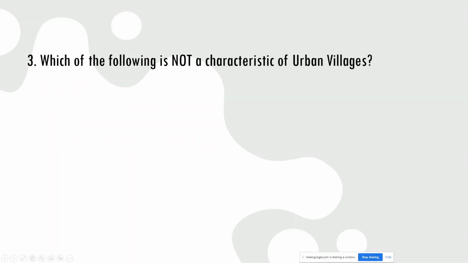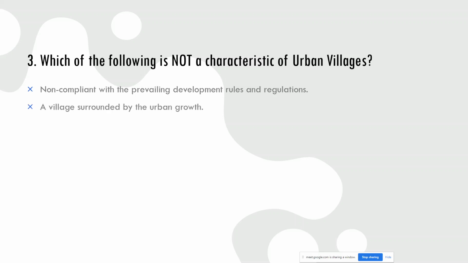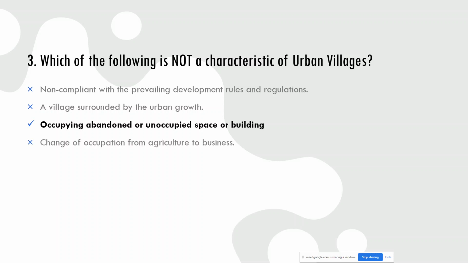So the correct answer for this question, which of the following is not a characteristic of an urban village? Non-compliant, because they do not comply with the prevailing development control regulations, is not the correct answer. And the village being surrounded by urban growth is actually a characteristic of an urban village. The third option is actually defining the slum or squatter settlement, occupying open land and unoccupied space or building. So it is the correct answer for this question.